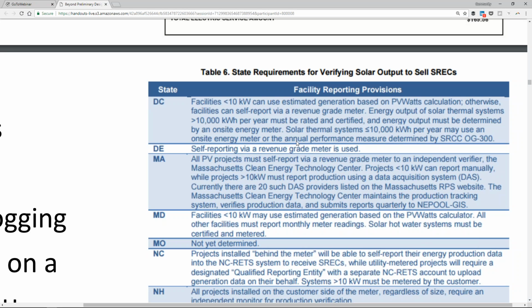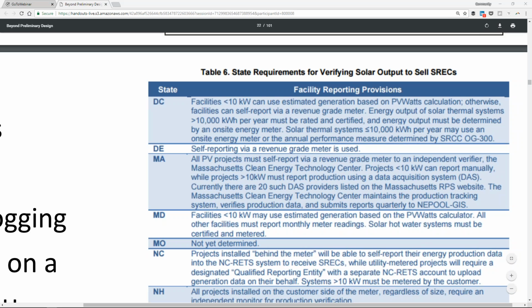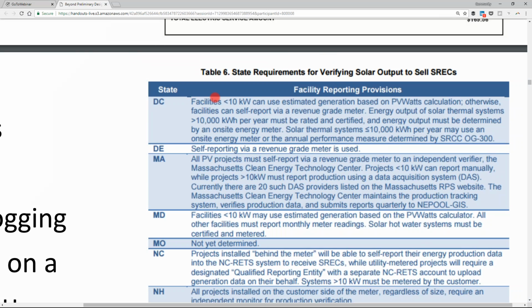And so how do you log your renewable energy credits to sell them within the state system? Well, the requirements are going to vary state by state. So let's look at the DC requirements. Facilities under 10 kilowatts can simply estimate their generation based on PV Watts. Well, geez, what does that mean?